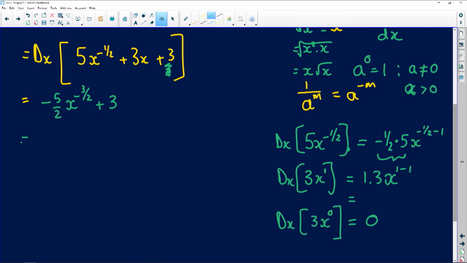Now there might be one step left. If you are asked to leave this with positive exponents, you're going to have 5 over 2 times x to the 3 over 2, plus 3. But normally things finish in that step over there. Okay, so that takes care of one of the questions that Kotso sent us. So what did we do? We put it in the correct form, and then we applied our power rule.